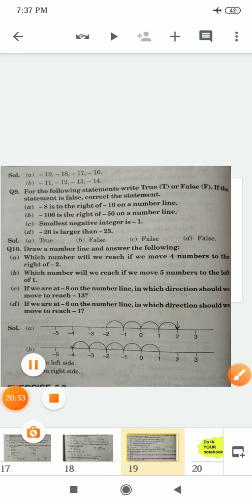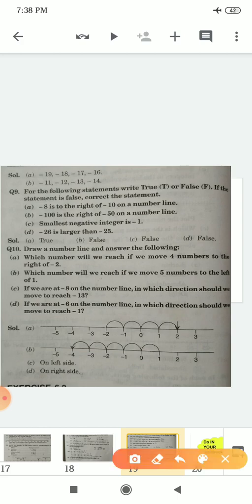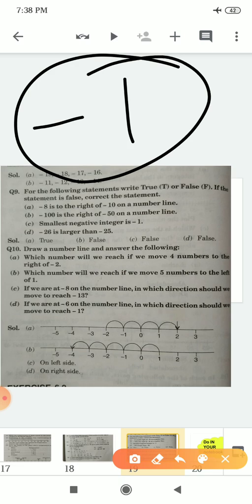Now question number 9, for the following statements write true or false. It is very easy. Minus 8 is to the right of minus 10 on the number line. Yes, true. In the same way, I think you can do all these questions. Let me discuss the C and D parts with you. Smallest negative integer is minus 1. Is it true? No, minus 1 is not the smallest integer. It is the biggest negative integer because it is closest to 0. So it is false.